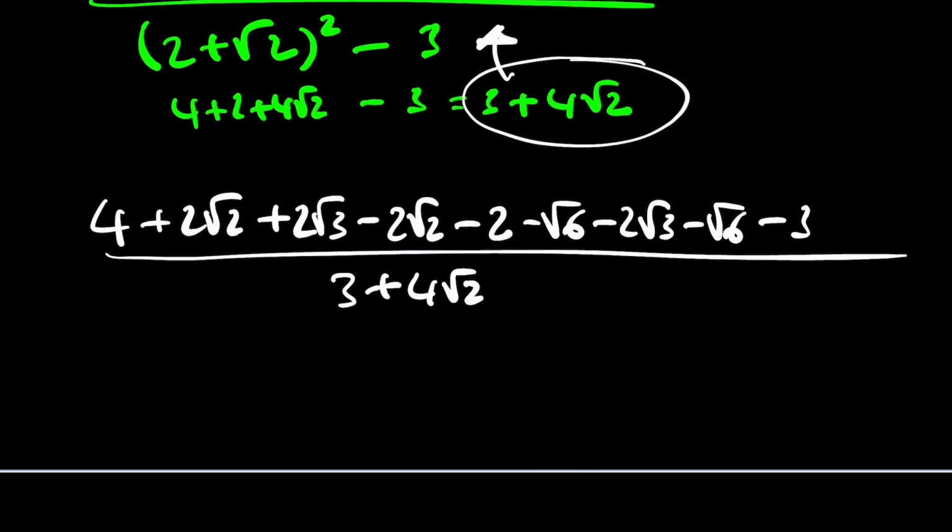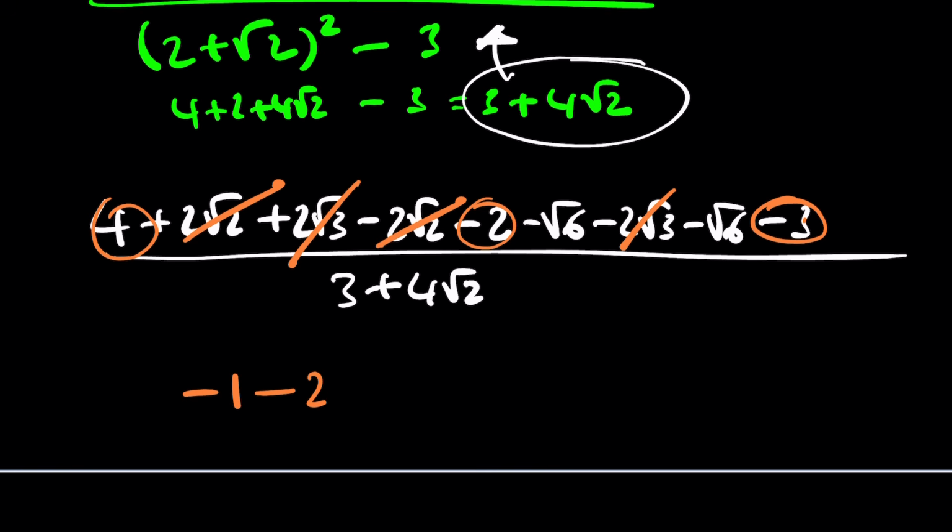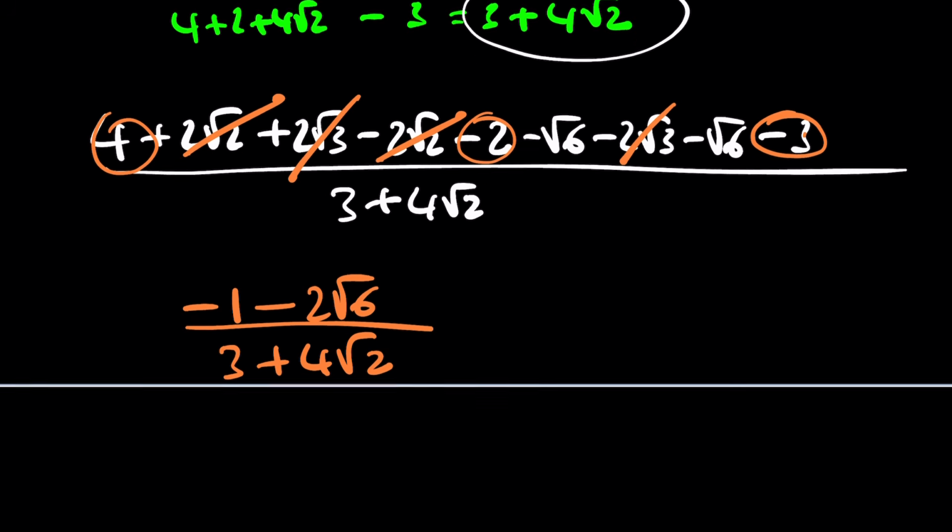Okay? Cool. Now let's go ahead and combine like terms. 4 minus 2 is 2. 2 minus 3 is negative 1. Okay, so we're going to have a negative 1 here. We've done those. Now let's do root 2's next. These two cancel out. So we have no root 2 left yet. And now root 3, they cancel out as well. This is weird. Minus 2 root 6 divided by 3 plus 4 root 2. Awesome. Simpler the better, right?